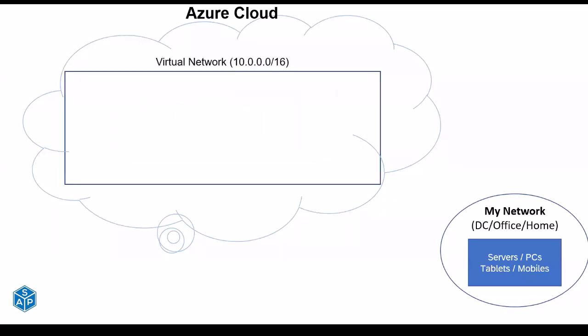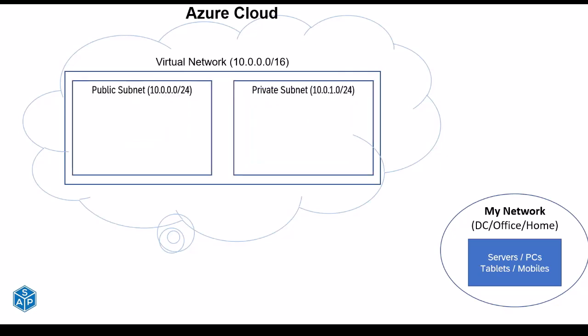Now, on the cloud network, you have created a virtual network. As I explained in the previous slide, we have chosen the CIDR block 10.0.0.0/16 for the virtual network. Inside the virtual network, I have created two subnets. One is the public subnet. Public subnet, as the name denotes, is an open subnet from which you can connect from the internet also into this subnet. So it's a public subnet.